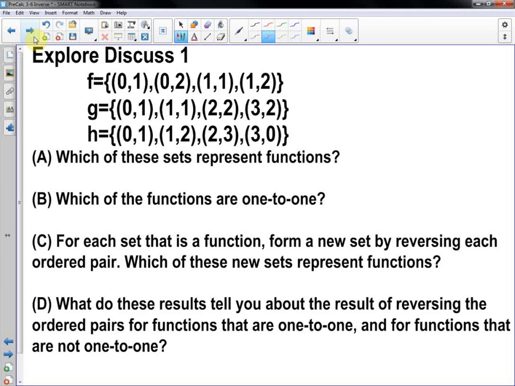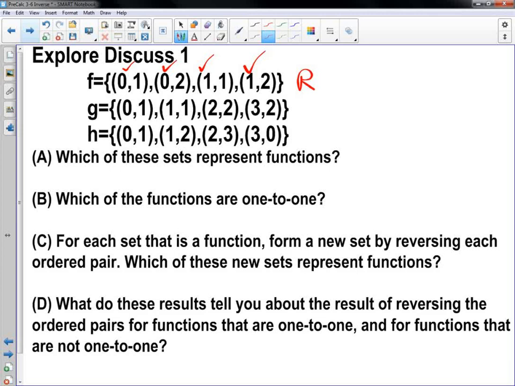All right, so let's look at these. We have three functions, f, g, and h. They have just 4 points each in them. I want to talk about which one of these represents functions. So does f represent a function? No, because if we look right here, we have the same x value giving me different y values out. And then right here I have another two x's. So this is just a relationship.